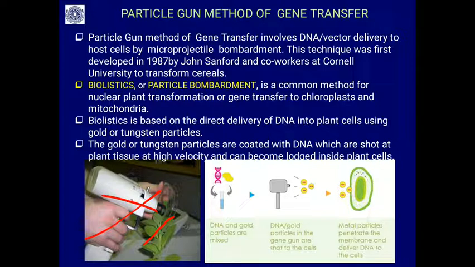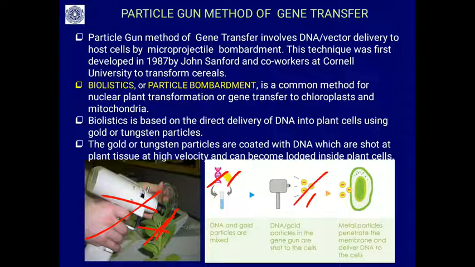It is loaded with gold particles like this, tagged with the gene of interest. This is the gold nanoparticle tagged with the DNA. These particles are loaded and bombarded on the surface of a leaf, stem, root, any part of the plant, so that we are able to deliver the gene of interest into the plant cells in this method. The gold or tungsten particles are coated with the DNA.